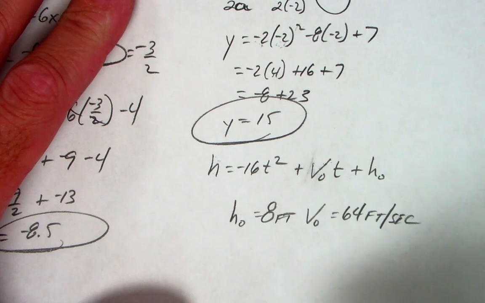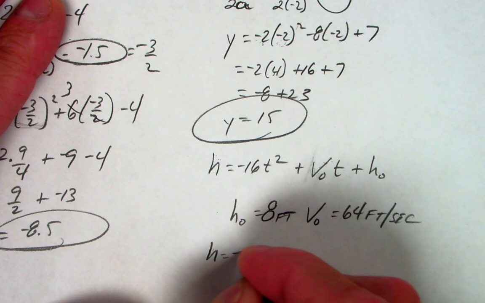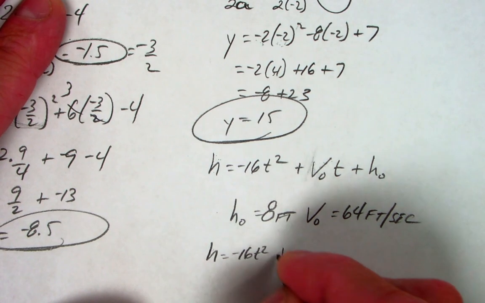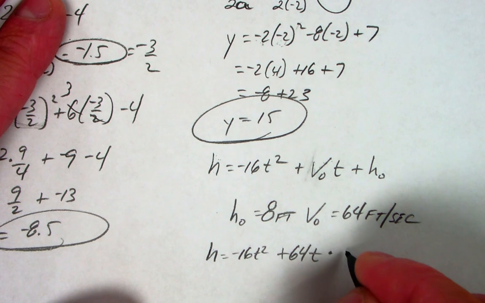Now what we can do with those two things is plug them in and have an equation for our very specific situation. H is equal to negative 16t squared plus 64 feet per second times the number of seconds plus 8.